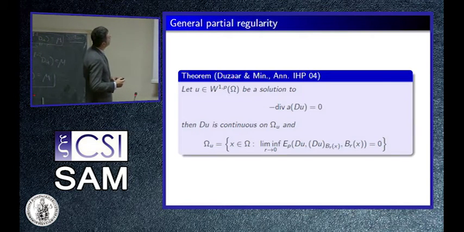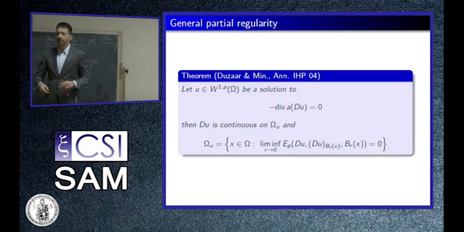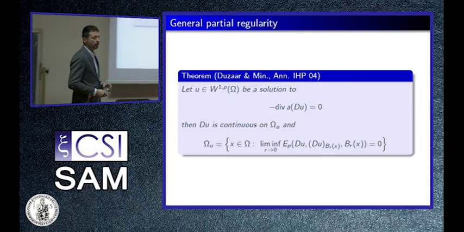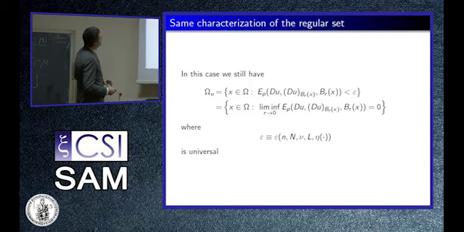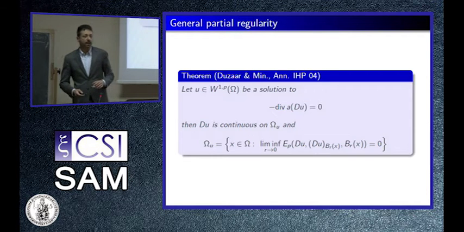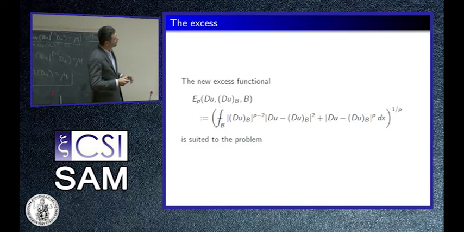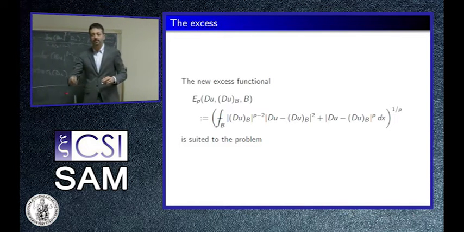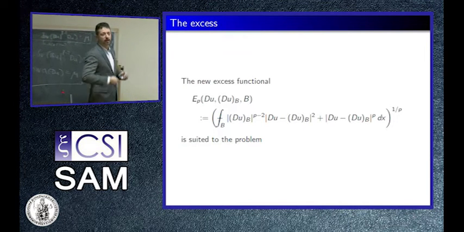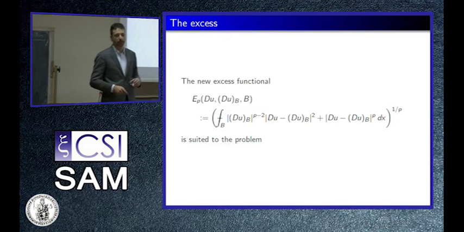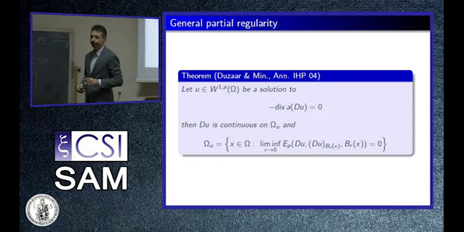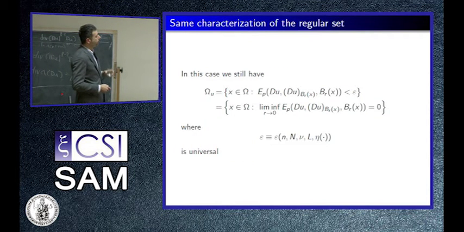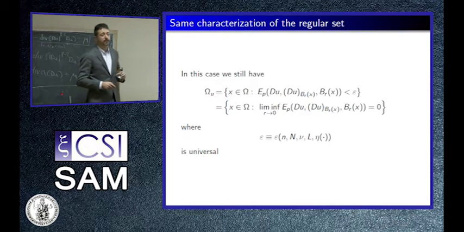Okay, then there's this theorem by Duzaar and myself, where we proved that this can be proved also for minimizers of quasi-convex functionals and for general systems by p-harmonic approximation. So this tells you that under these assumptions there is partial regularity. Nothing different from the standard case. Exactly as before, when p is equal to 2, this functional is exactly the usual square excess functional. Otherwise, it is what it is, but it works. Using this functional, you can reproduce the whole theory in a nice manner, getting that you are continuous outside an open set, which you can prove is of full measure. Once again, in this case, you can provide that there is a universal epsilon.